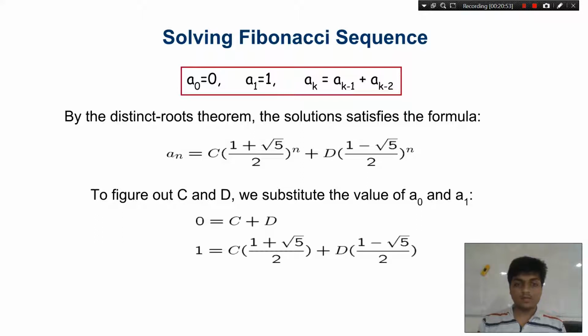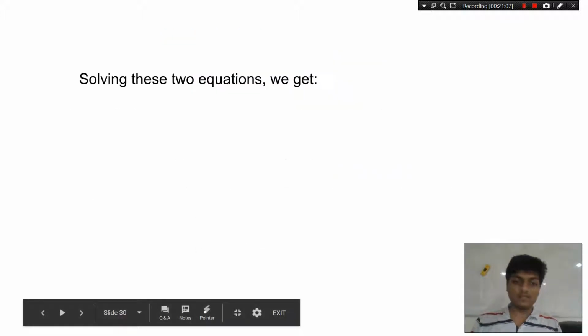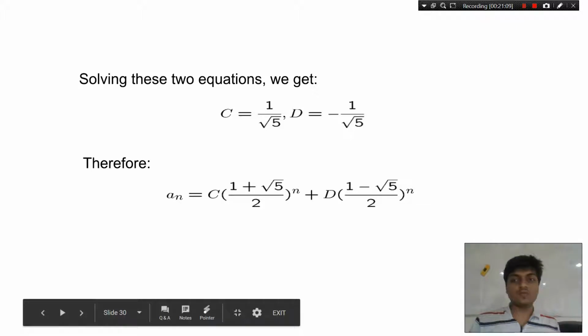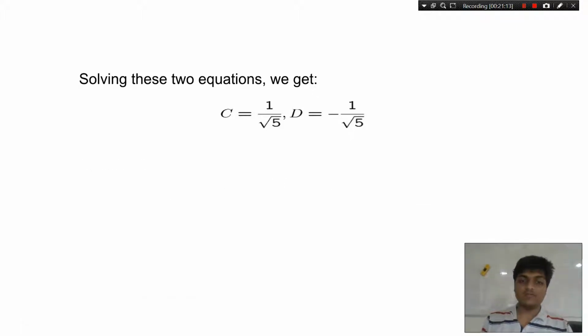So a0 is 0. We put n equal to 0 in place of n, so we have 0 equal to c plus d, and 1 equal to c times (1 plus root 5) by 2 to the power 1, plus d times the other root. Solving this, you get c equal to 1 by root 5 and d equal to minus 1 by root 5.